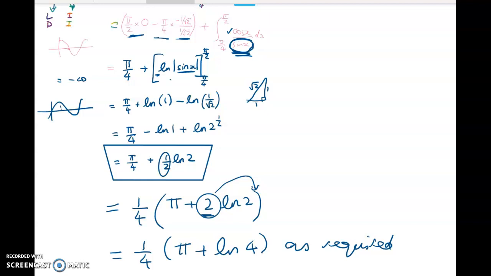No particularly difficult individual steps, I don't think. You've just got to keep your wits about you with your trig integrals and derivatives and making sure you don't make positive and negative errors.